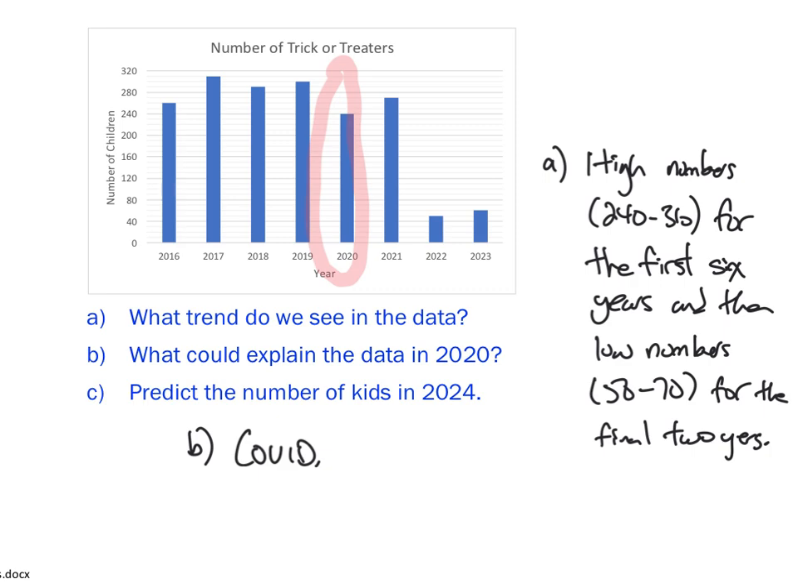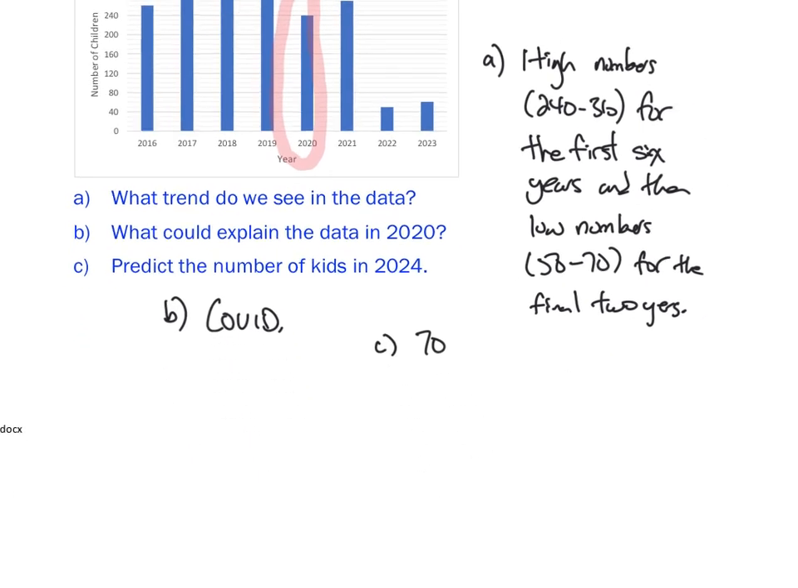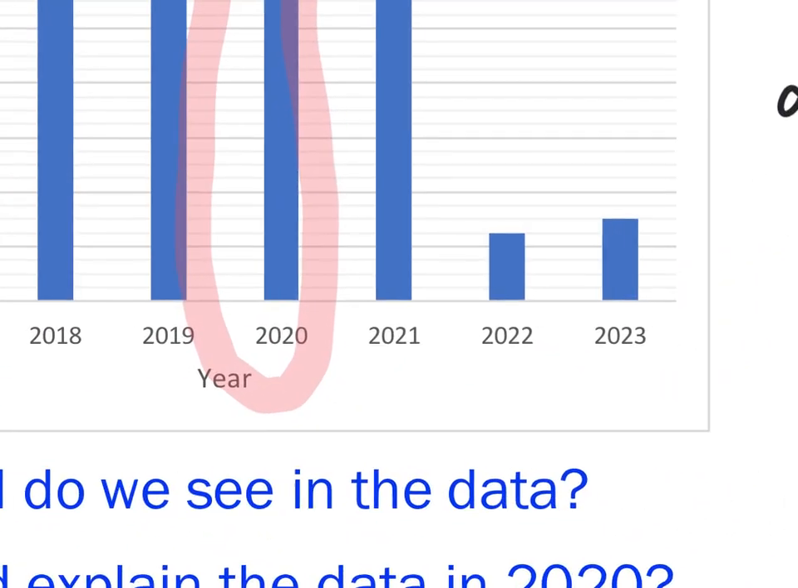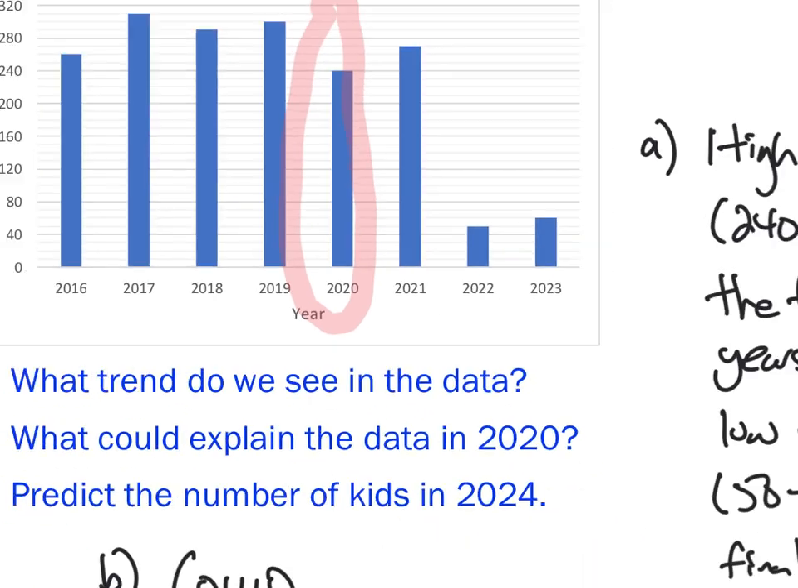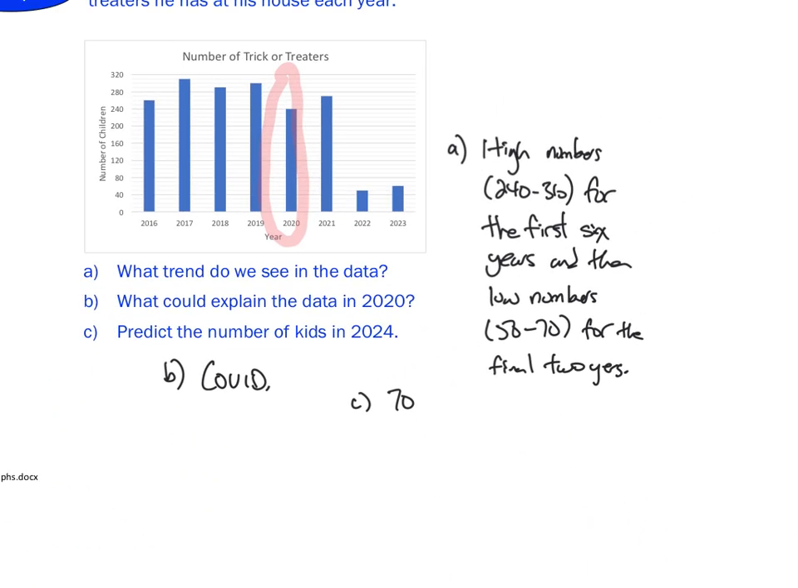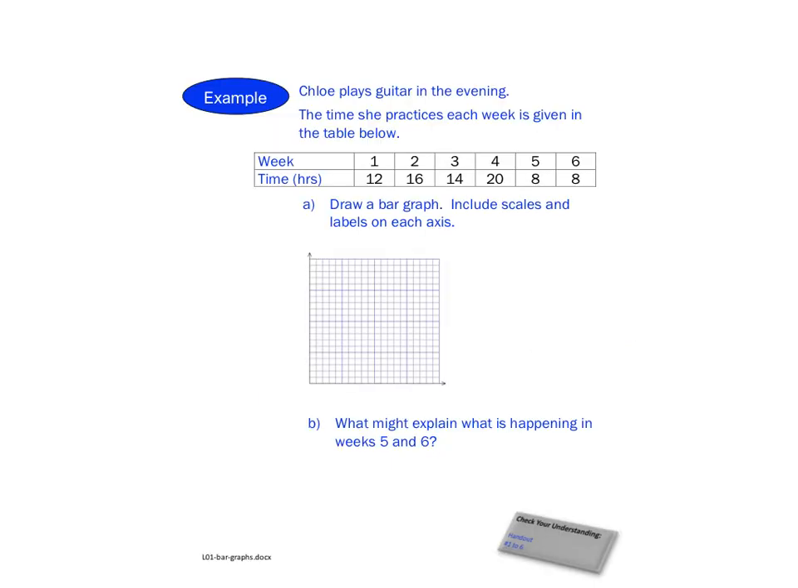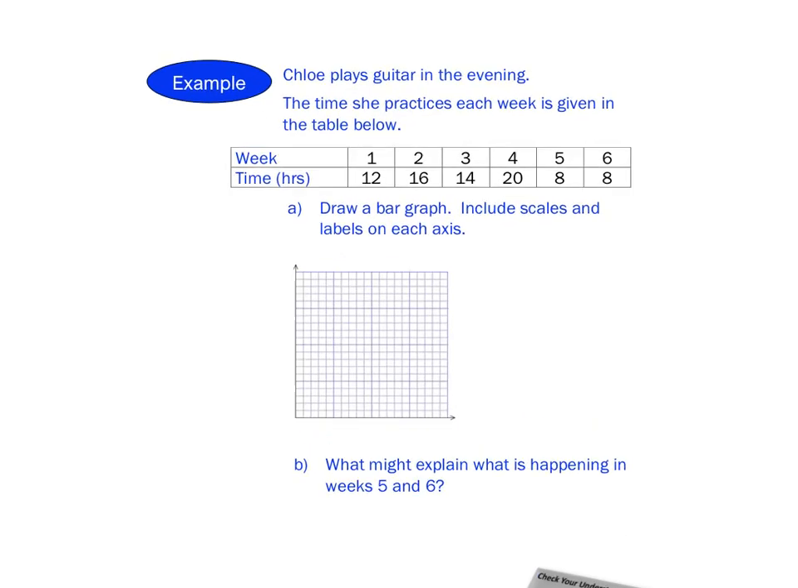Part C says, predict the number of kids in 2024. How many kids do you think there'd be in about 2024? 70. You say about 70? Okay. And what's that based on? Okay, it went up by 10 here. So you're saying if it's at 50, then it's up to 60, it's going to go up by 10 again. Cool. So 70, and I'll just say it goes up by 10.